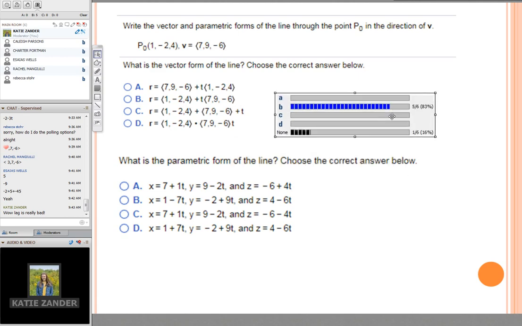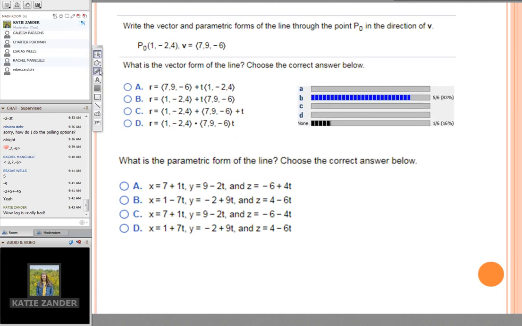Woohoo! Oh, everybody said choice B. Yay! Choice B is correct because we want to start with that point and we are multiplying t through the vector. All right, if this is the correct vector form, which choice below is the correct parametric form for what we just established up here for the vector form? So you use those polling features again now. Which one of those is the correct parametric form?